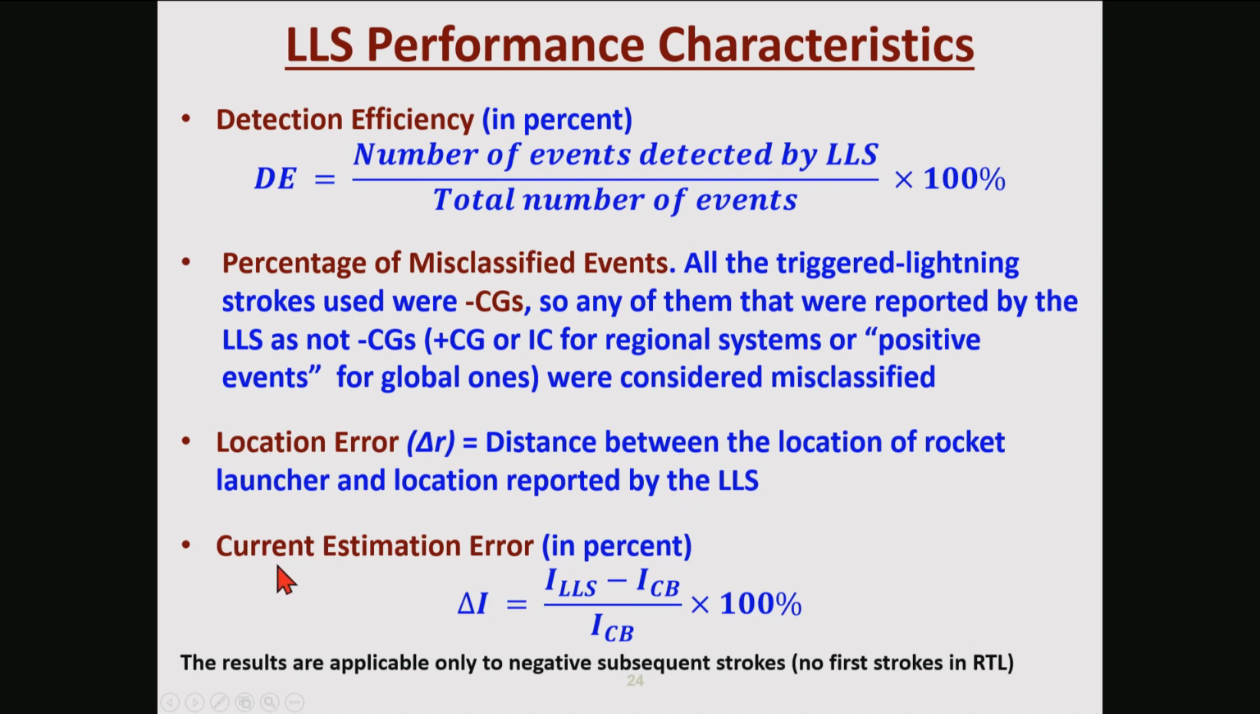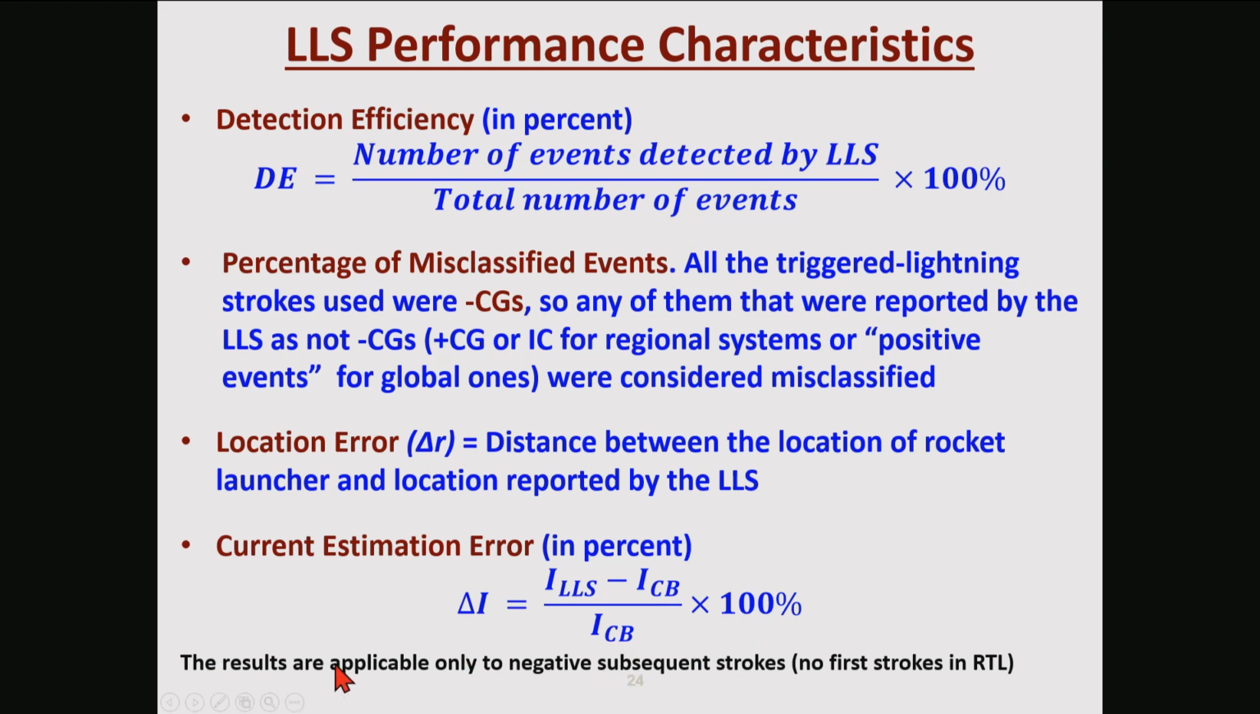And finally, current estimation error. This is the equation. LLS is just lightning locating system. I'll be talking about NLDN, but it could be GLD360, Vaisala, or any other network. And CB stands for Camp Blanding, because Camp Blanding data were used in this evaluation. So it's just the difference between the ground truth value and the value reported by the system, divided by the ground truth value, expressed in percent.